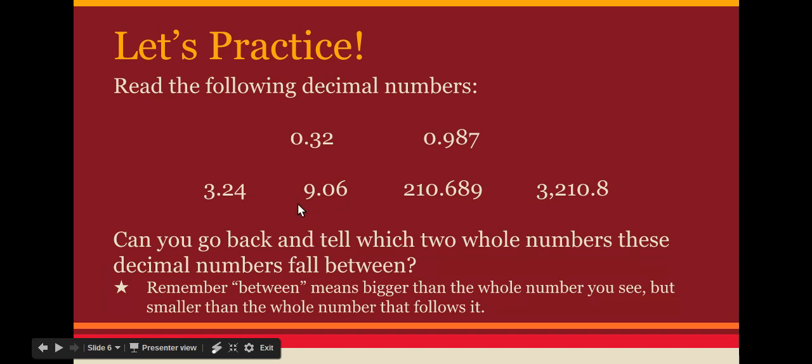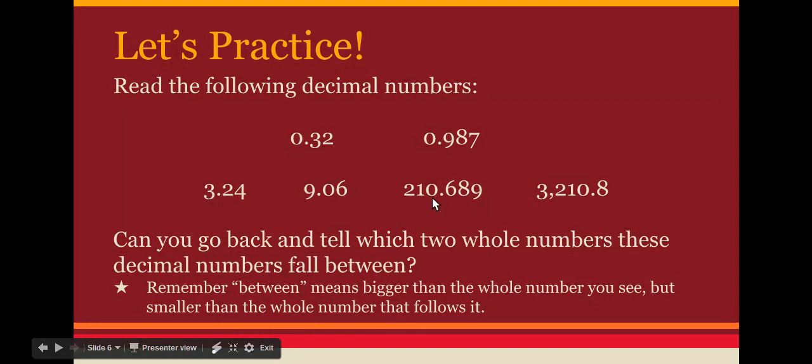First, look at the whole number you see. Think about the number that comes after it when counting. Did you say that 9 and 6 hundredths is between 9 and 10? If you did, good job. You got that one correct. If not, let's try this one. Remember, look at the whole number, which are the numbers to the left of the decimal, and then ask yourself what number comes after that whole number.